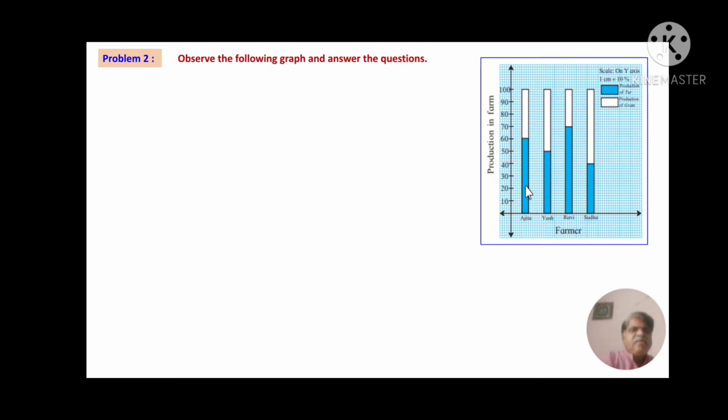Here you can see the different farmers' names, and this dark blue color is for the tur, and the remaining white is for the moong, or you may say gram. Now let us see the questions. State the type of the bar graph. Naturally you can see, as we have just discussed, that it is a percentage bar graph.